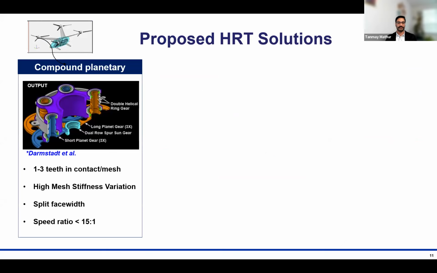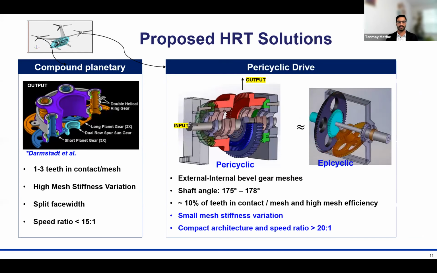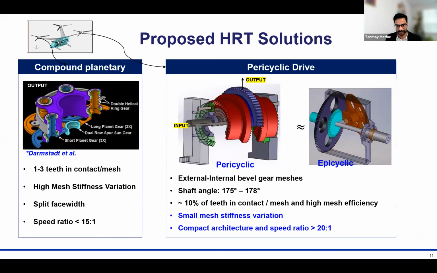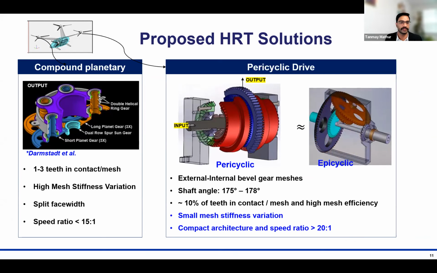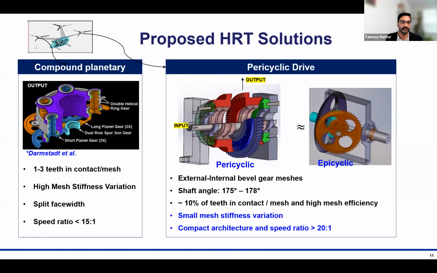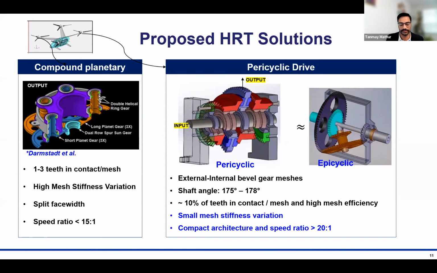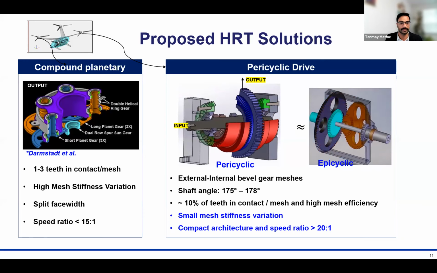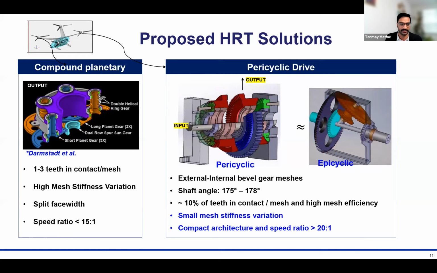So let's look at these two gearboxes a little bit more in detail. So here are the two proposed HRT solutions. HRT stands for high reduction ratio transmission: the compound planetary and the pericyclic drive. So, all right, I'm trying to compare the two drive systems here. In a compound planetary, you get speed ratios of the order of 15:1, and that is achieved by using a larger planet gear meshing with the sun gear, and a smaller planet gear on the same shaft meshing with the ring gear.